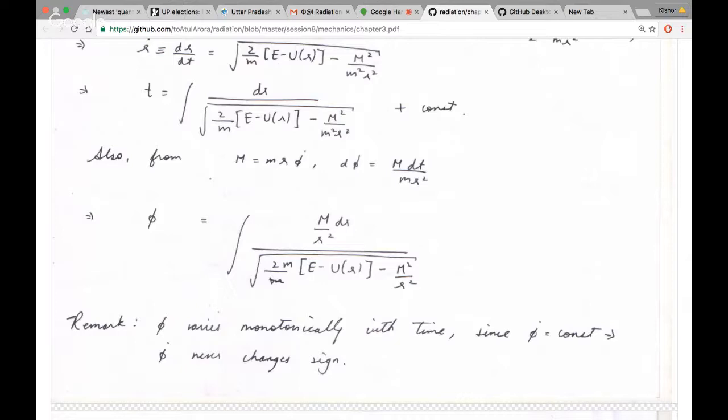Let me look at my own notes. Just give me a second. I'm also thinking. If you find a clear explanation in which you can explicitly derive it, you can. Atul, look here. Actually, I found it. We have this equation: d phi equal to M dt by m r squared, capital M dt by small m r squared.